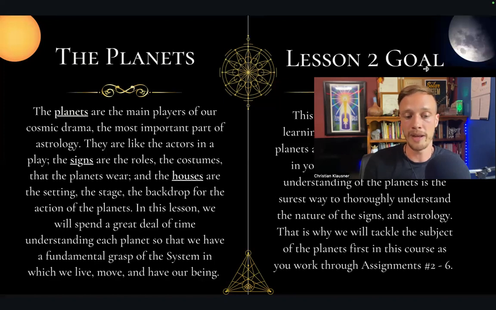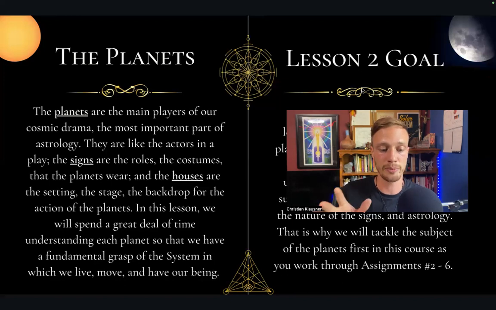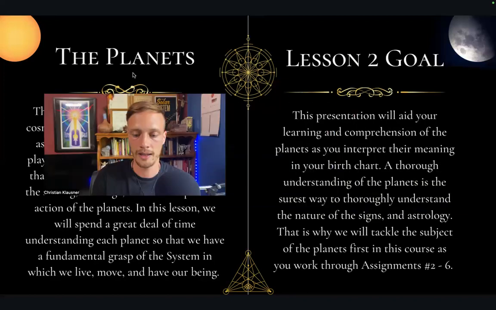So the planets are the main players of the cosmic drama, the most important part of astrology. They're like the actors in a play. The signs are the roles, the costumes that the planets wear. And the houses are the setting or the backdrop for the actions of the planets. So this is a preview of what's to come in my course, my full-length astrology course, My Cosmic Identity. And in this lesson, we spent so much time on each planet, understanding it very deeply. Okay.